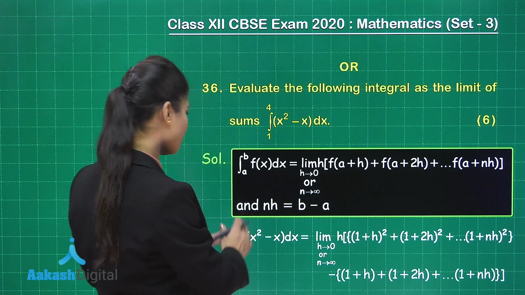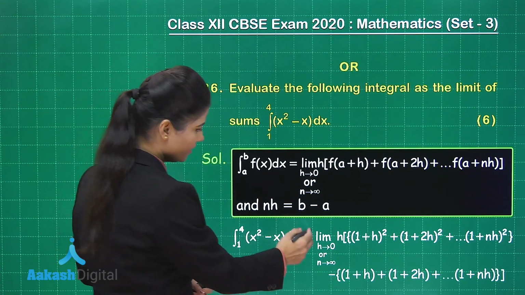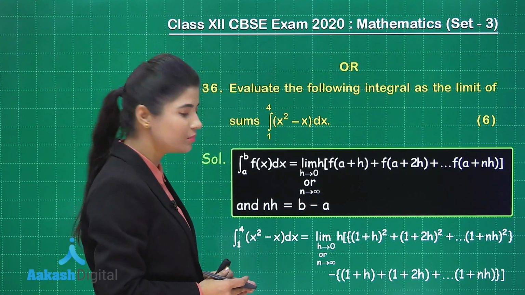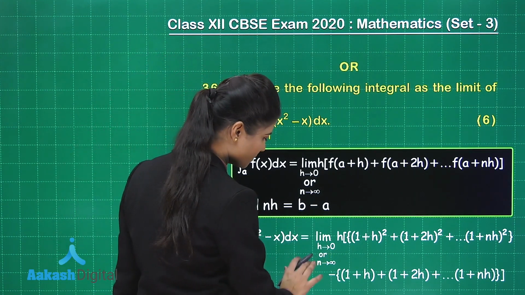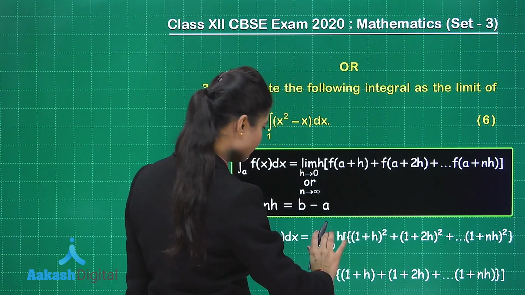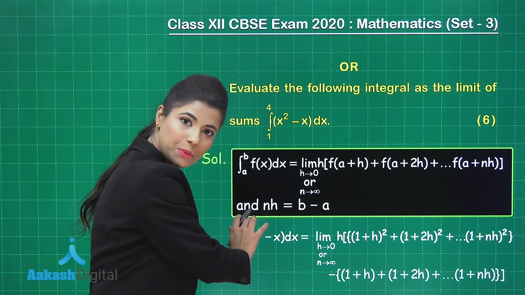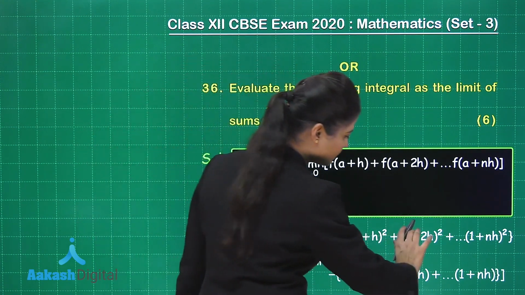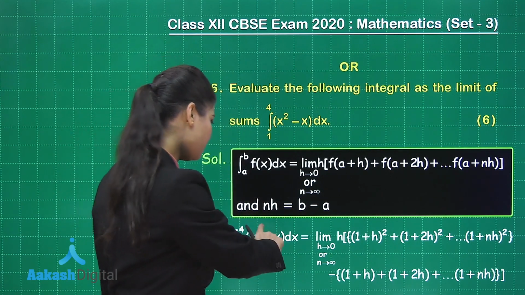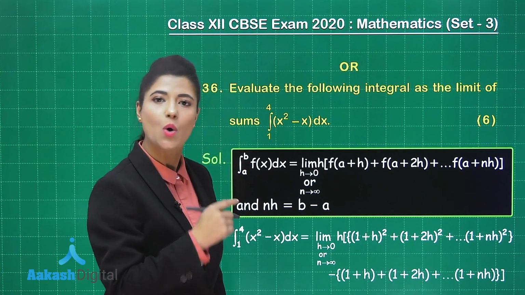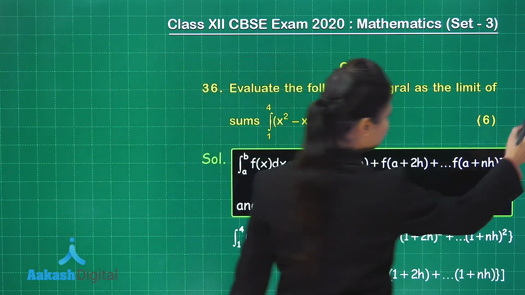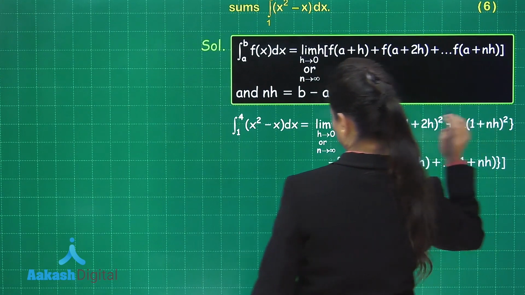And when you apply this formula for this given integral, here we have x square minus x. For both of them we will be applying this formula. So I get here limit h tending to 0 or n tending to infinity, h into, I have (1 plus h) square, where I am considering firstly the x square term, plus (1 plus 2h) square plus so on till (1 plus nh) square. Next I have minus x, that will be written as minus (1 plus h) plus (1 plus 2h), so on till (1 plus nh). In the next step, I will be simplifying it.